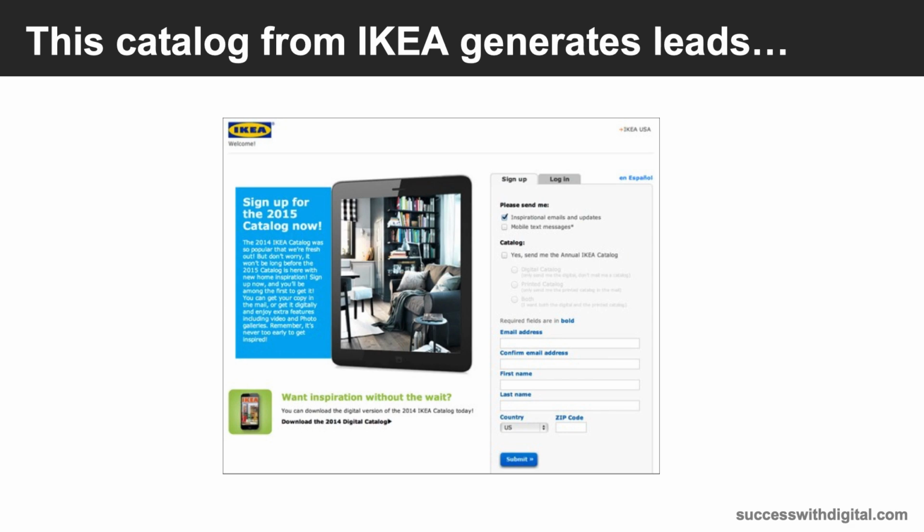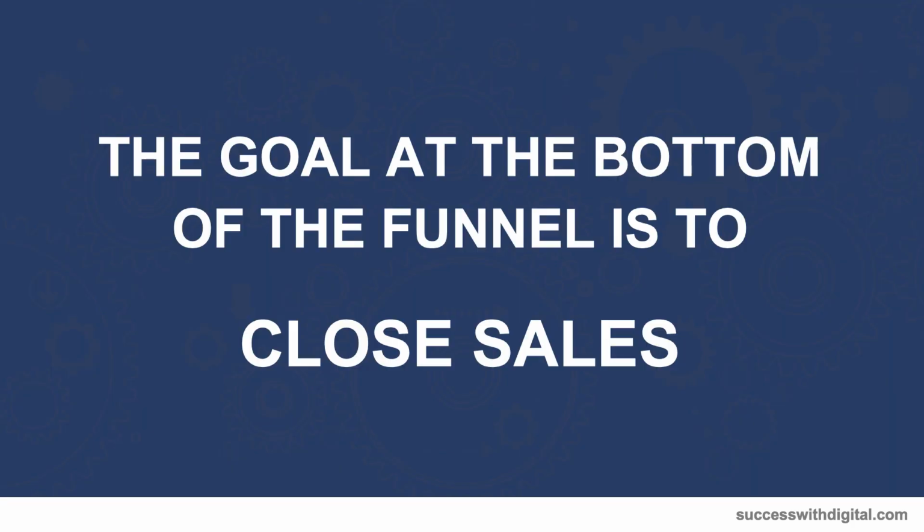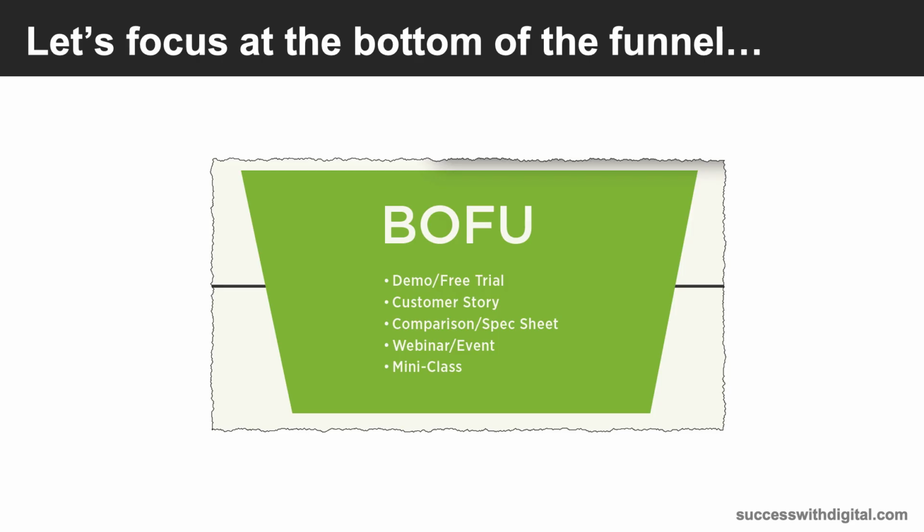All right. So we have the top of funnel, which was all about generating awareness and creating dialogue between you and your audience. Then we looked at middle of funnel, which is all about generating new leads. Once you have those leads, you get to the next stage of the funnel, the bottom of the funnel. The goal of the bottom of the funnel is all about closing sales. So let's focus on the bottom of the funnel for a minute. What types of content would be there?